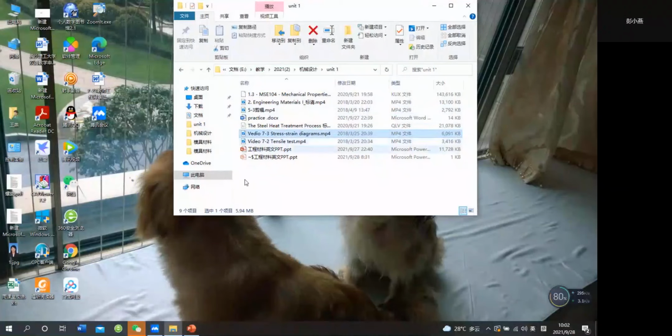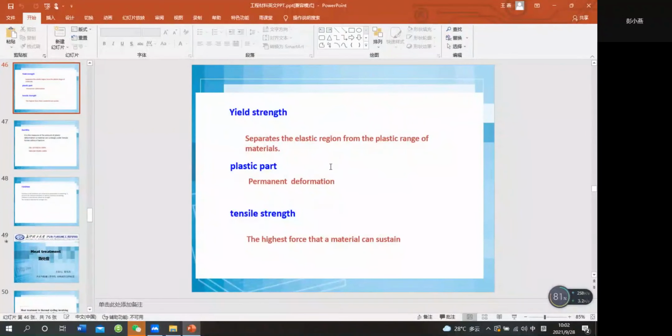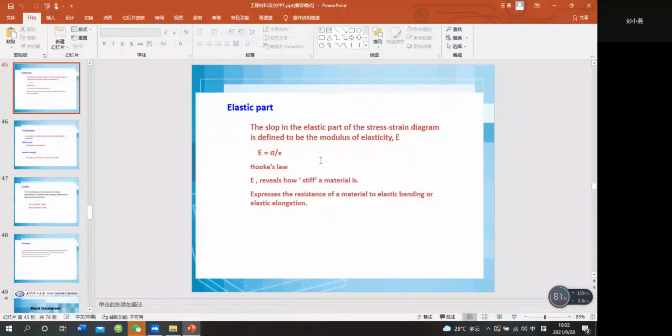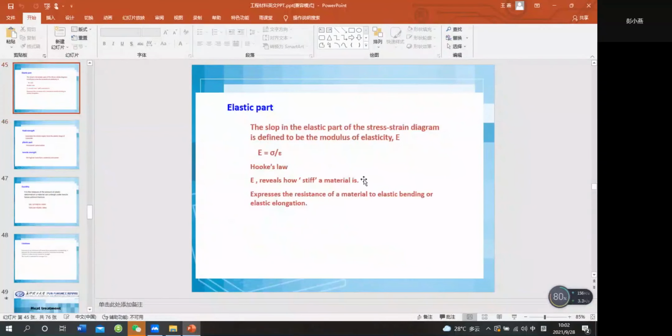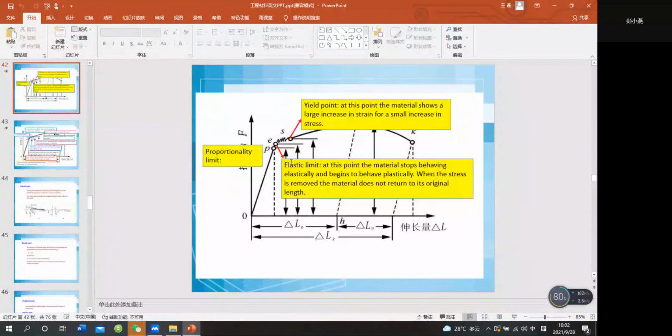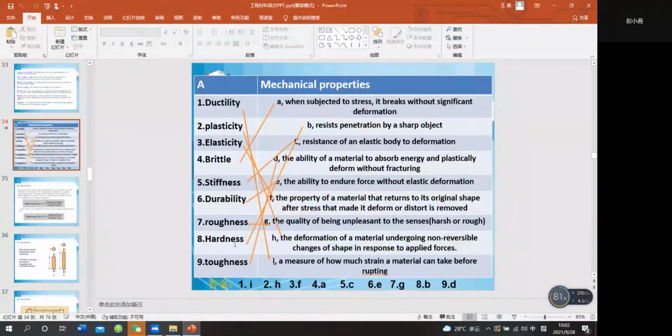Okay, this is for the mechanical properties of metals. You should master the stress-strain diagram and master some mechanical properties like the tensile stress, yield stress, and the elasticity and the plasticity, hardness of the material. Because for the machine design, we need to consider these properties of the metals.